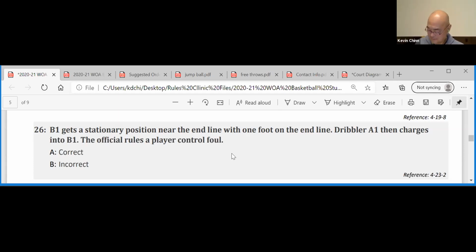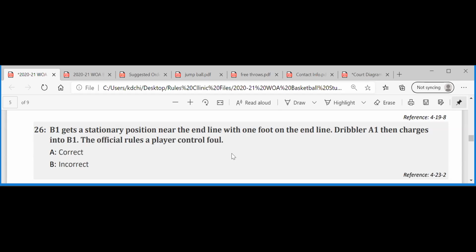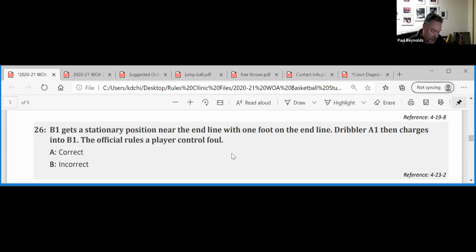Okay, but yeah, anybody else? Can somebody help her? Is the line part of the playing court or not? Because it doesn't say in the rule. It says they have to have legal guarding position. They must have both feet touching the playing court. If somebody steps on the line, they're out of bounds. So that can't really be the playing court in my mind.